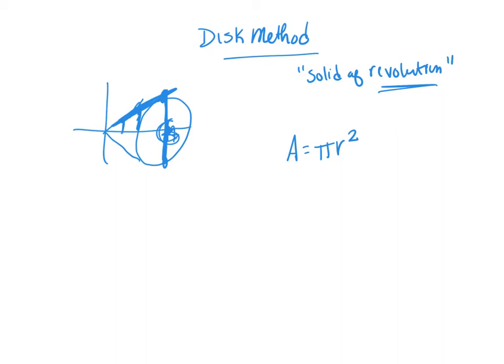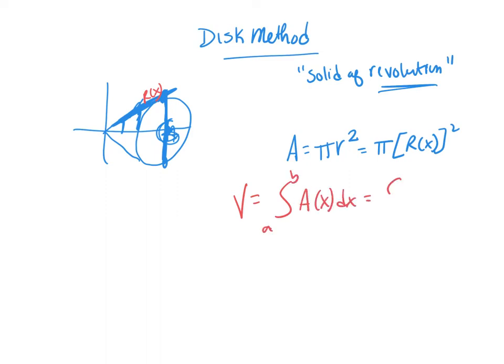And the radius of this circle is going to be that function itself that actually created the side of that shape. So what we're looking to find is the function squared. That's what our radius squared is going to be. So the volume formula is the sum of all these areas, which we use the integral for. So we have a to b of the area of that shape, and the area formula is pi r squared. So you're going to use this formula.